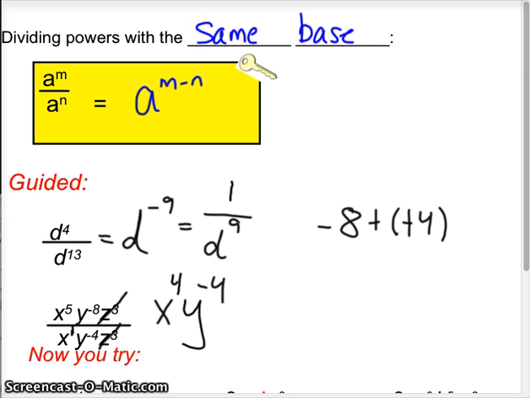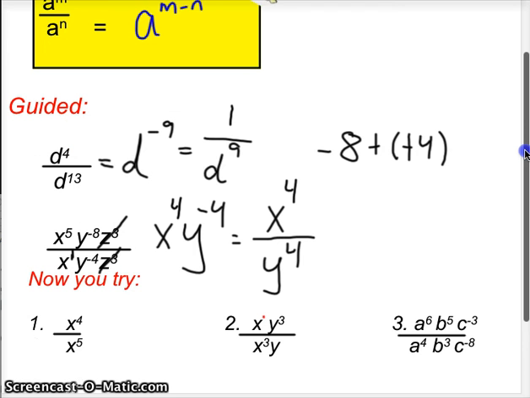So x to the 4, y to the negative 4. Well, we have something that has a negative exponent here, so we're not quite finished. The x can stay where it is. The x has a positive exponent. The y is the thing with the negative exponent. So I'm going to send that to the denominator so it can have a positive exponent again. And that is going to wrap up that problem for us.